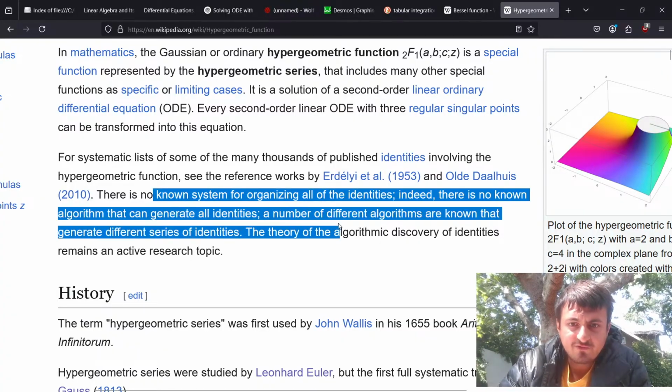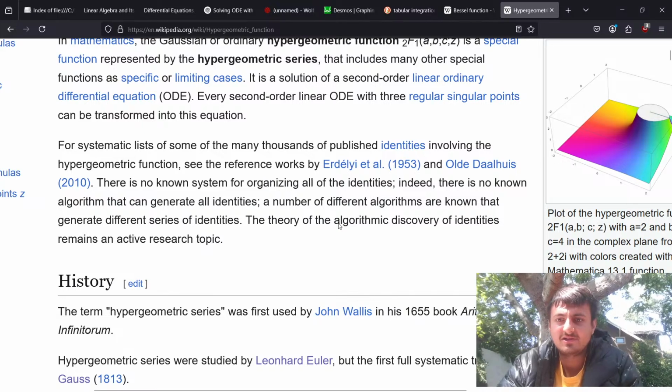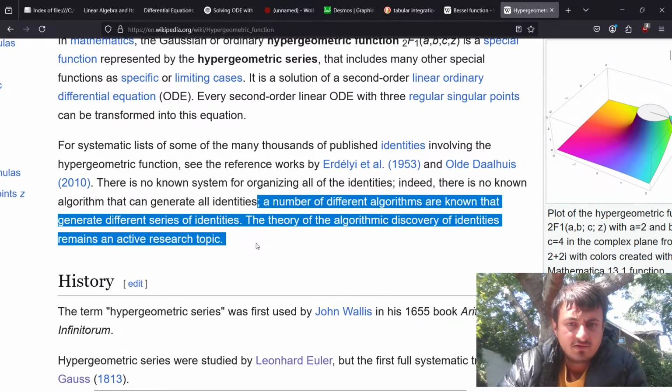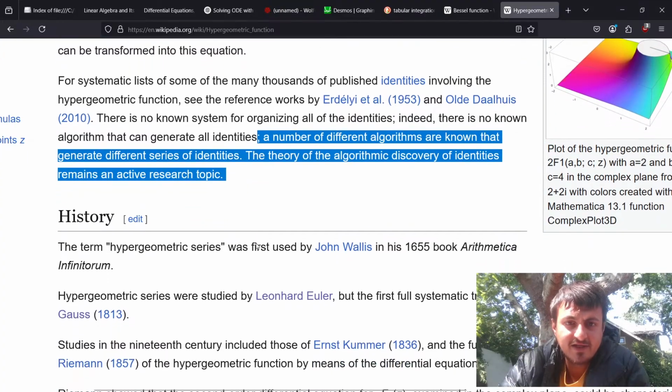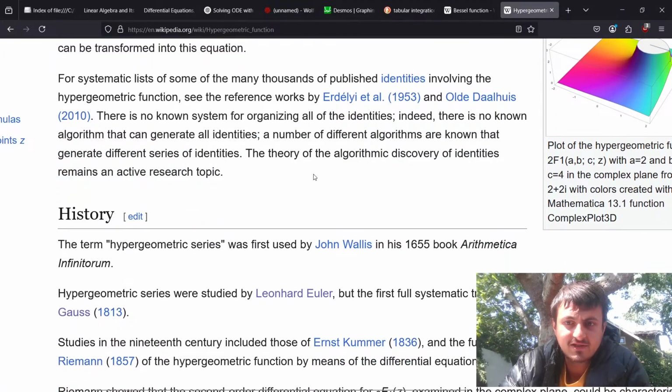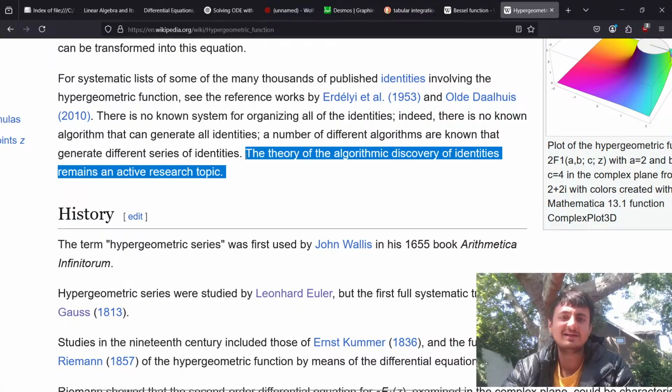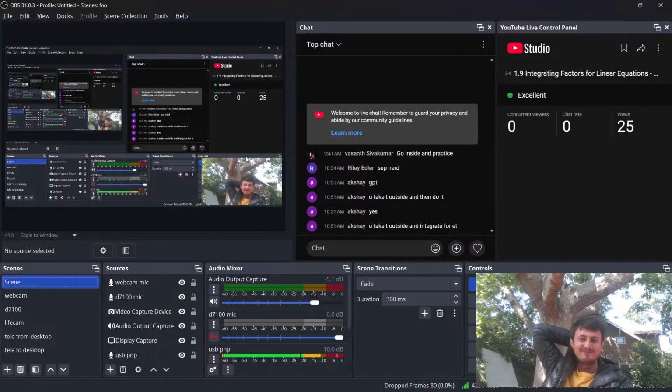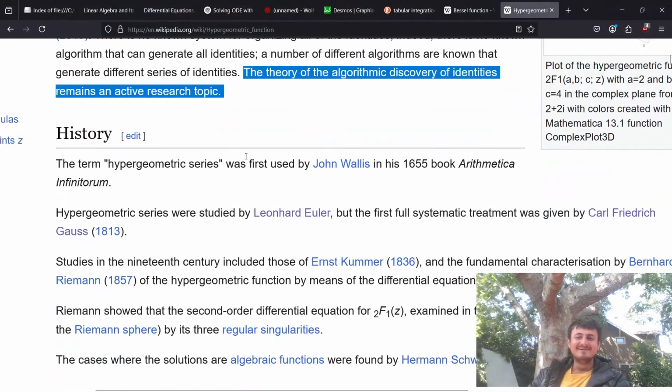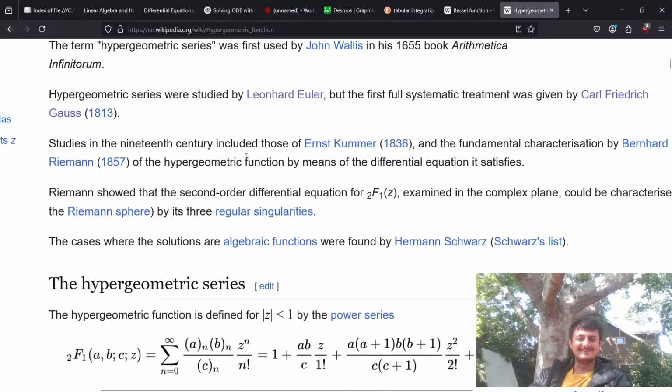There is no known system for organizing the identities. Indeed, there is no known algorithm that can generate all identities. There are a number of different algorithms that are known to generate different series of identities. The theory of algorithmic discovery of identities remains an open problem. Dude, that's freaking cool, man. What the heck? Oh, what the hell, dude?